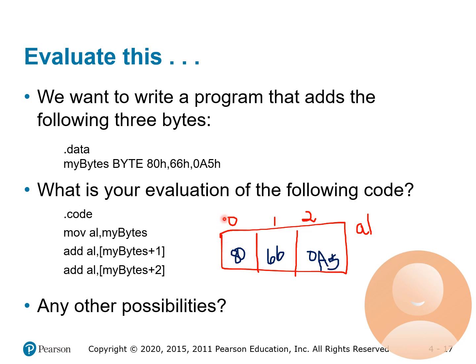You could move my bytes to, like they did here, to AL, and then move my bytes plus 1 to AH, and then add them together, and then add AL and my bytes plus 2. That could be another option. So move this to one register, move this to one register, add them together, and then take that sum and add it to the third one. It would just have one extra step.